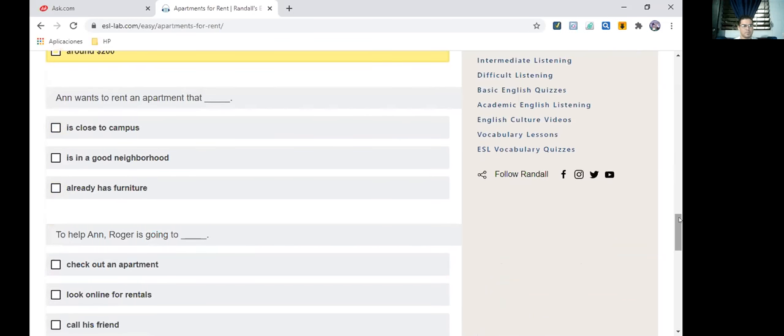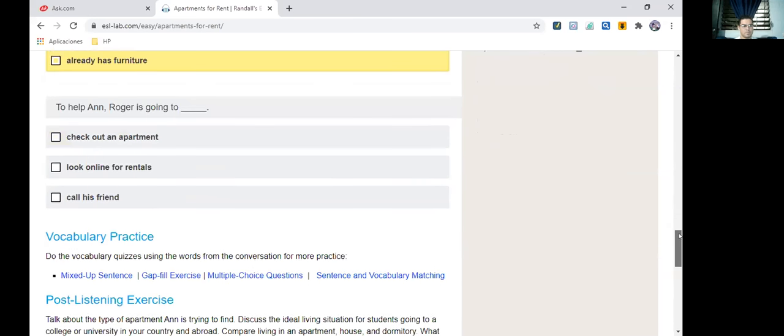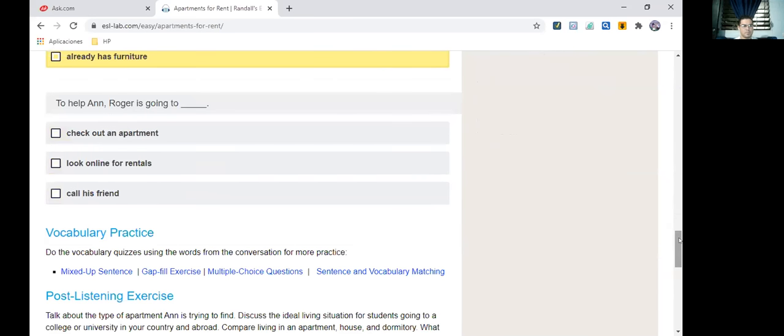Anne wants to rent an apartment that is close to campus. She mentioned furniture. Exactly. Yes. Okay, and the last one, to help Anne, what is Roger going to do? Check out an apartment. Okay, very good.